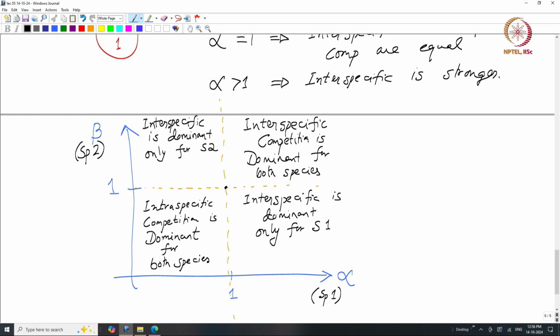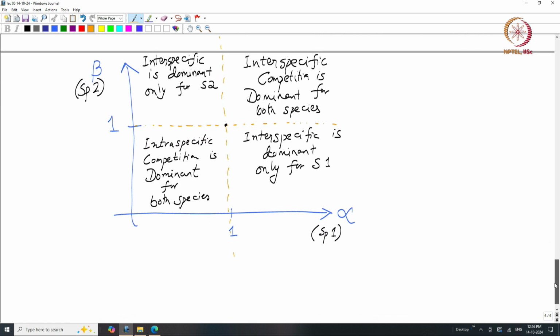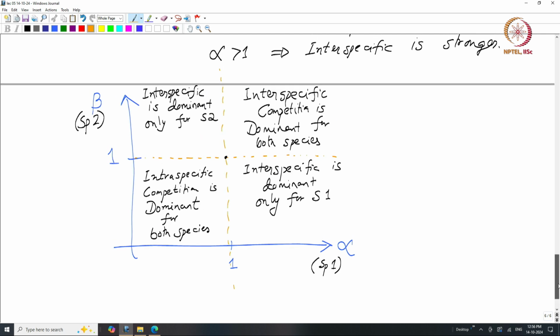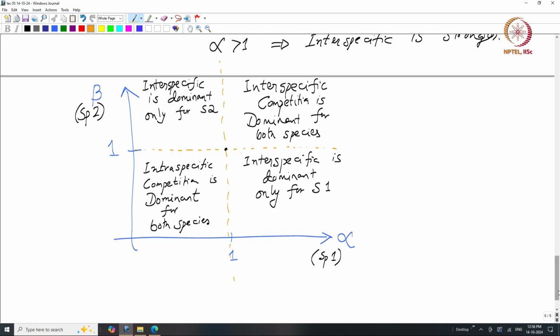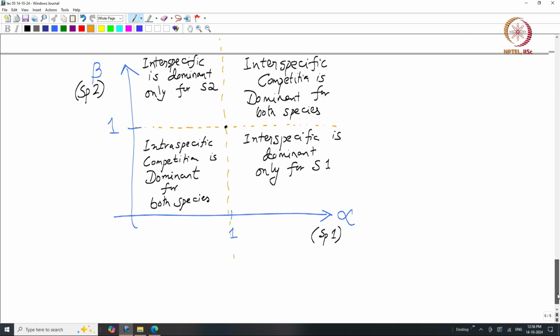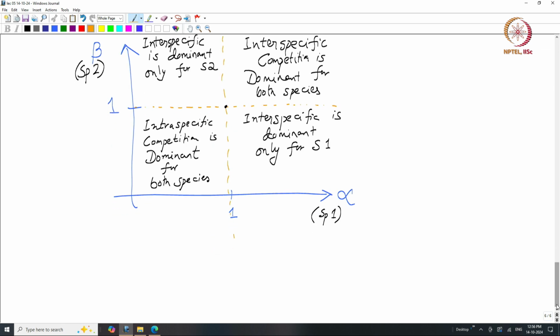Okay, now we can try to make some educated guesses. Now that we have divided the entire parameter space of effects of competition of one another, we can sort of make some educated guesses about the possible outcomes, and we will see if those will be actually true. Let us make some educated guesses.